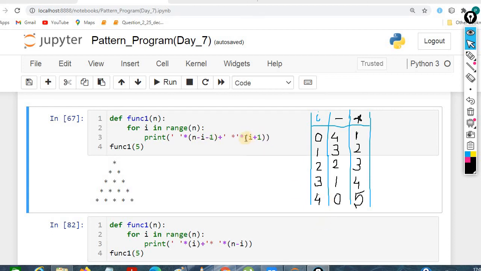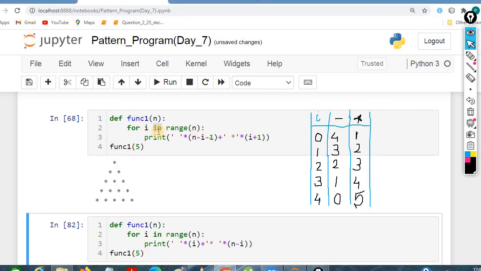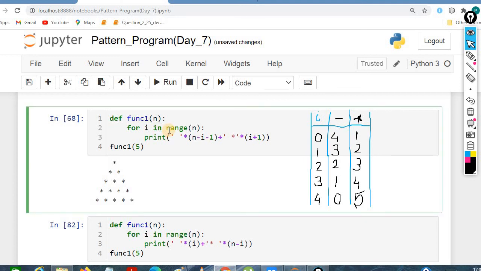The same way for the star, for the first iteration i plus 1, 0 plus 1 is 1, 1 plus 1 is 2, 2 plus 1 is 3, 3 plus 1 is 4, 4 plus 1 is 5. So when we execute this program, we will get the desired result. This way it's going to execute for the space and for the star.